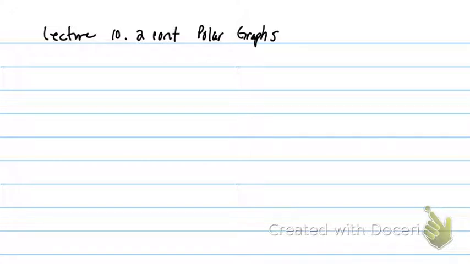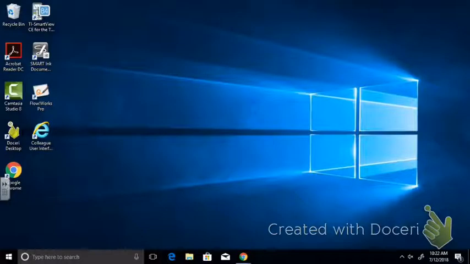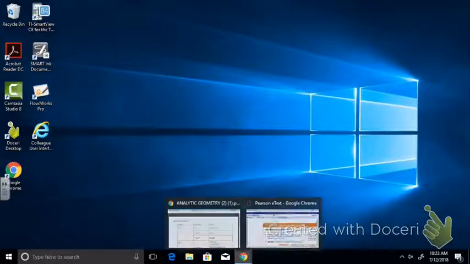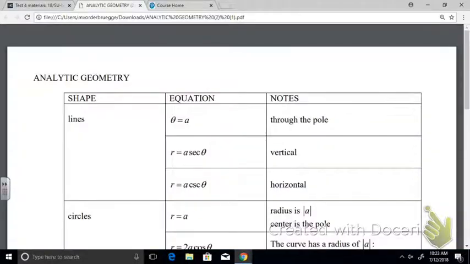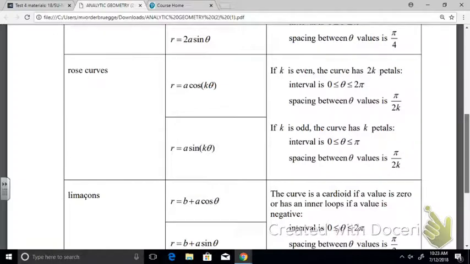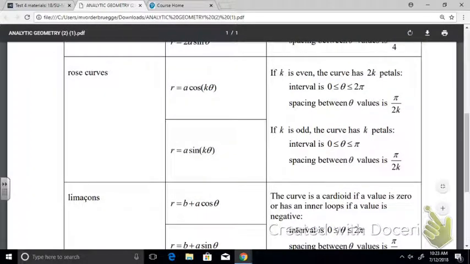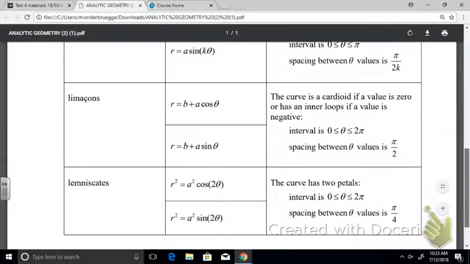I know we did question 39. Let's take a look at question 45. And we have r is equal to 4 minus 2 cosine theta. You want to make sure you take a look at your sheet. Let me go ahead and grab it just so we have it. And so right now we're in the limacons.